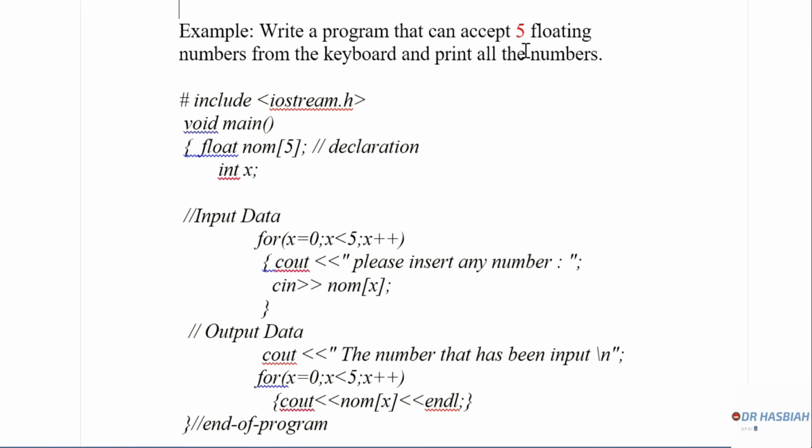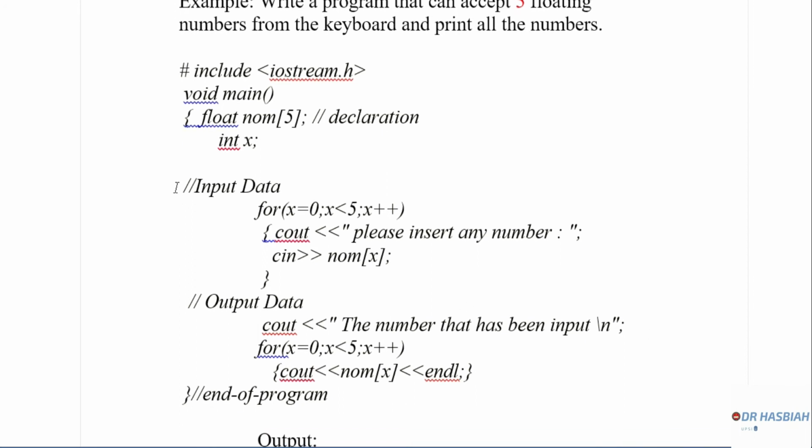You have to know here, the array. You might use an array, and the data type for that array is float, because it is 5 floating numbers from the keyboard. If we say from the keyboard, meaning you have to use the cin statement, right? Cin statement, and then print all the numbers, so the cout statement. Okay, we see the solution for this example.